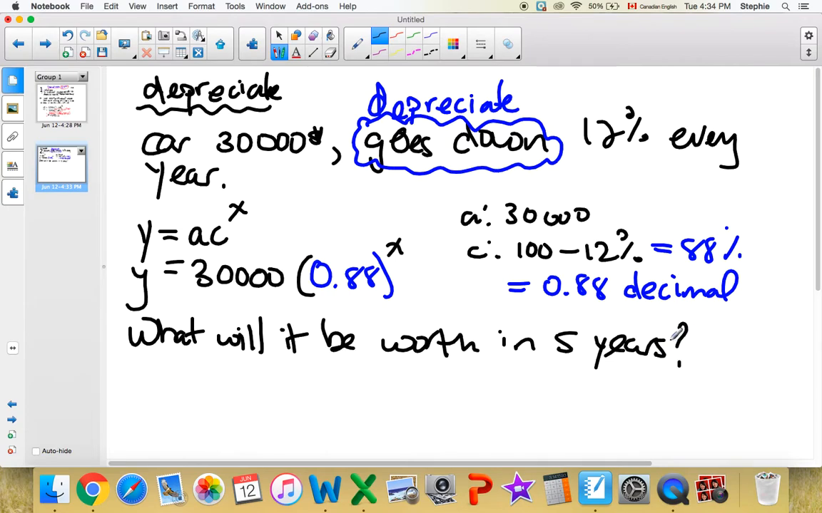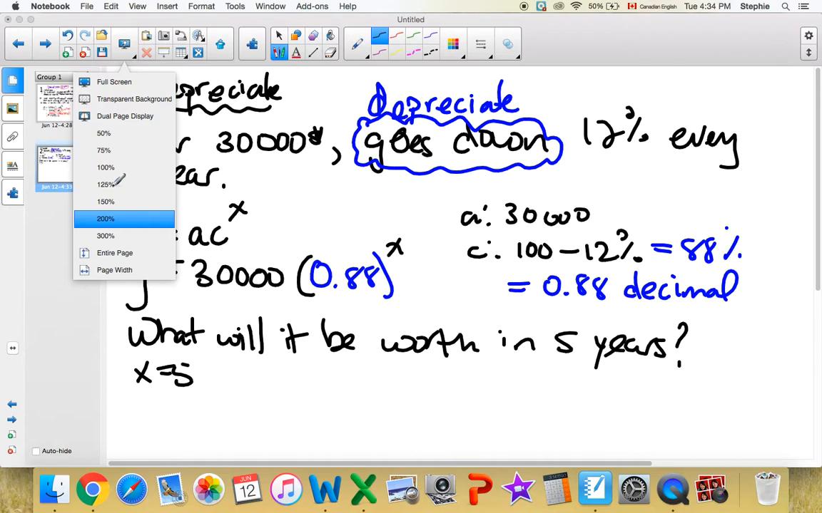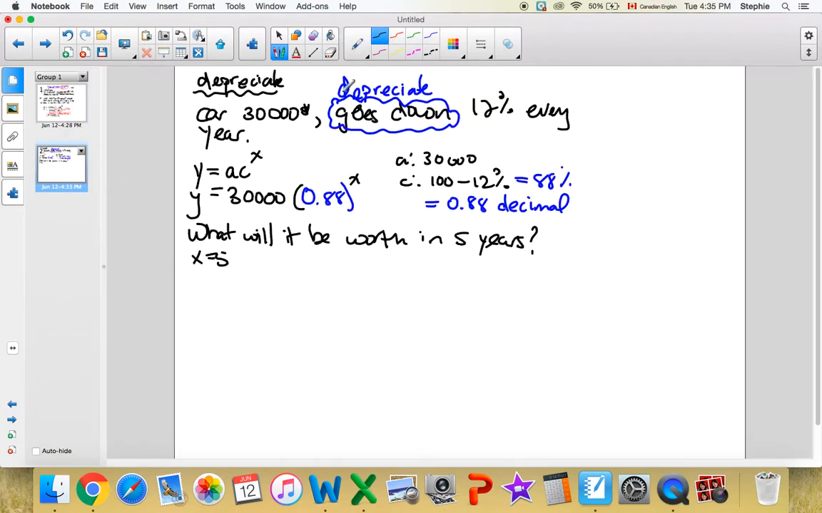So since I'm asking years, this is pretty simple. X is equal to 5 because that is what the years represent. So what is that going to look like? Well, your equation for that, so let's say this is question A, your equation for that would be y is equal to 30,000 times 0.88, and of course the power of 5.